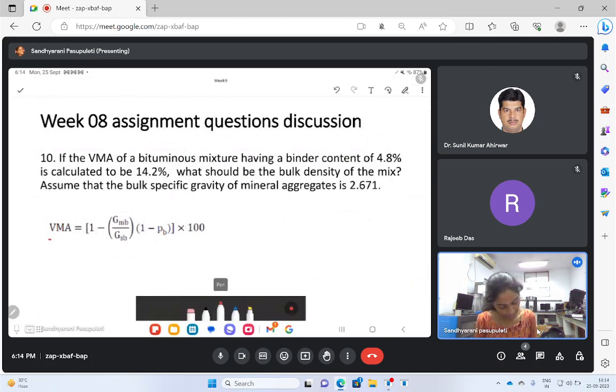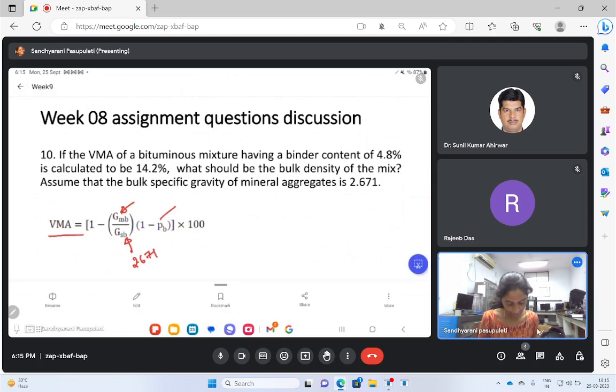This is also a direct question. Where VMA is already given, they are asking for Gmb. What should be the bulk density of the mix? And the Gsb is given as 2.671, Pb is given, and VMA is given.